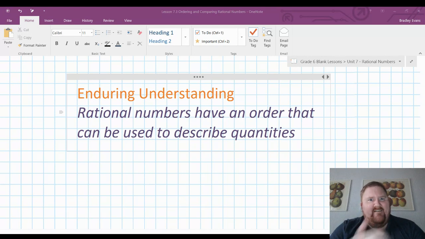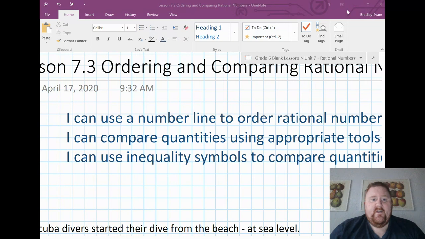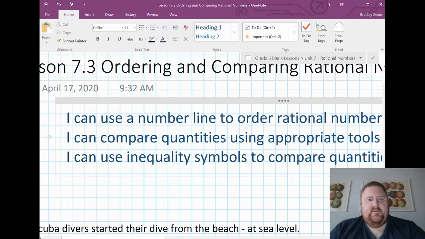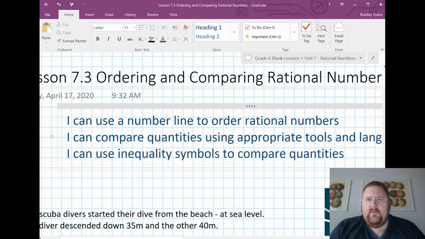So let's get started. So here are your objectives for today. You are going to need to use a number line in order to get a little bit of understanding about negative numbers and rational numbers. You're going to compare them using appropriate language. We're going to learn some new terms today. And you're going to use some symbols to compare quantities.